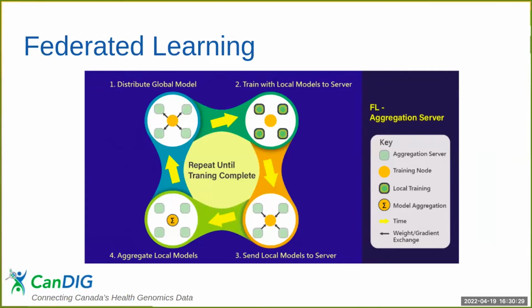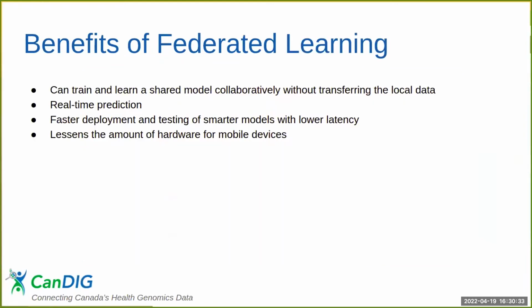One of the benefits of using federated learning is that the data doesn't leave the site, and this is particularly useful for our use case in healthcare, where laws in different provinces might vary. And because the model is trained locally, it allows for real-time predictions and less lag, and also lower latency with the models. Specifically for federation services like smartphones, it lessens the amount of hardware.